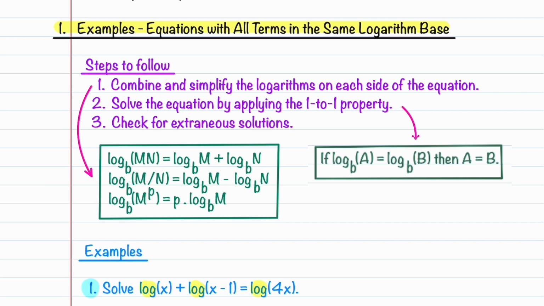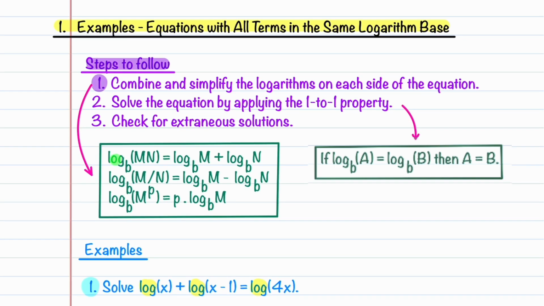Just to make things easier, I've written down 3 steps that we can follow, and I'll go through these really quickly. The first step is that we're going to combine and simplify the logarithms on each side of the equation. To do this, you may have to use these 3 logarithm properties. I have a video on these properties if you need to review that.